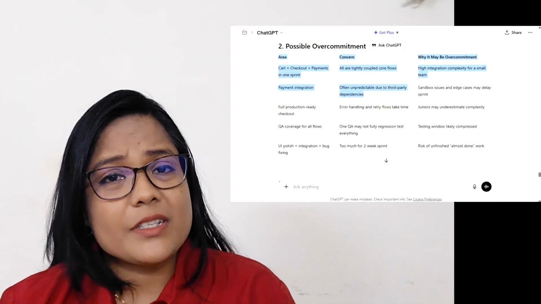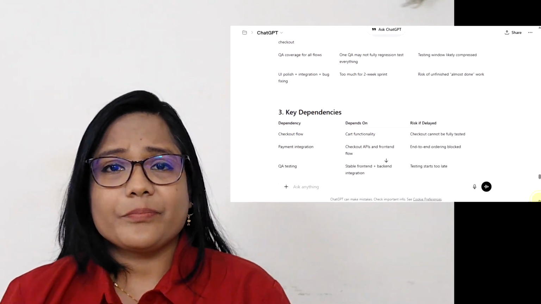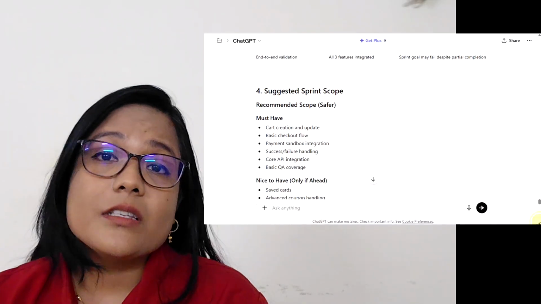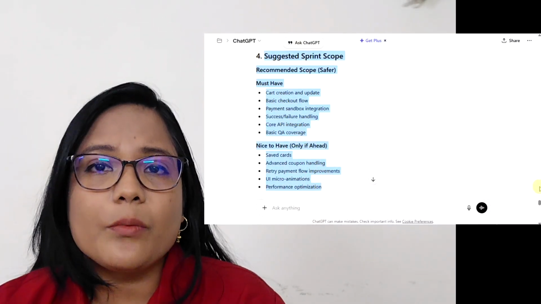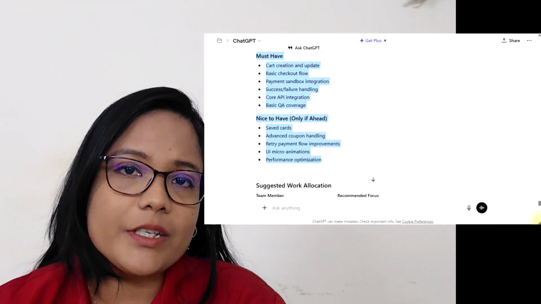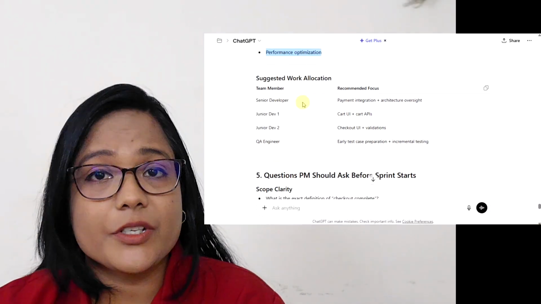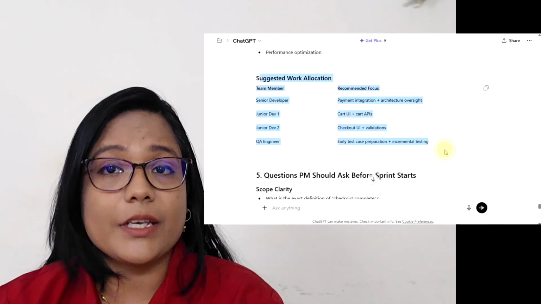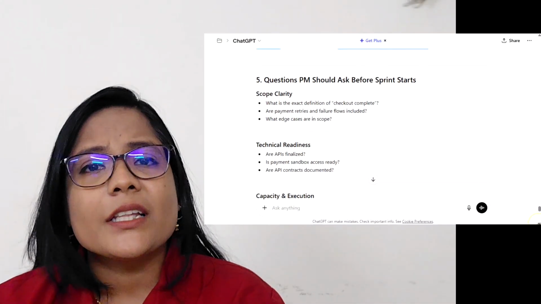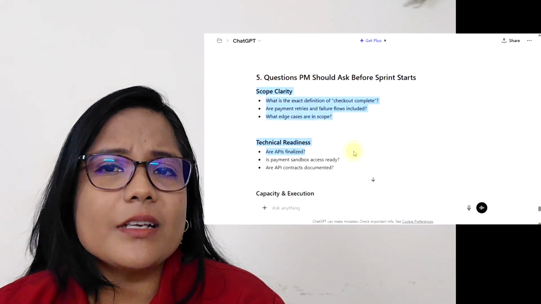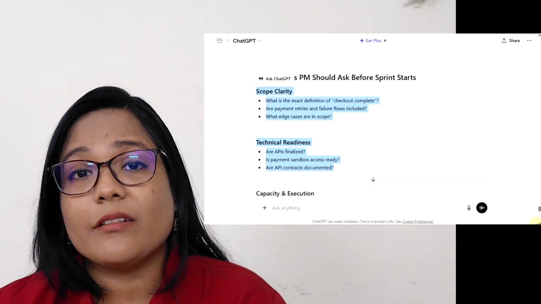Possible overcommitments, key dependencies, suggested sprint scope, everything. Suggested work allocation based on the details we gave, and the questions to be asked, with the areas where the sprint failure may happen later. These are the things a PM can sometimes overlook during planning and pressure.